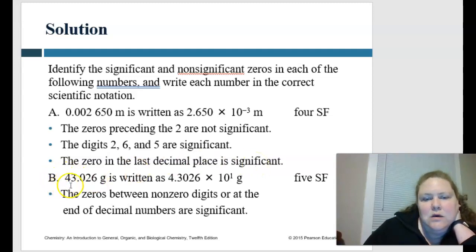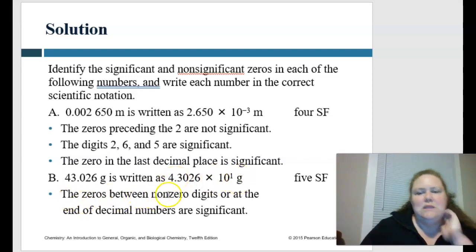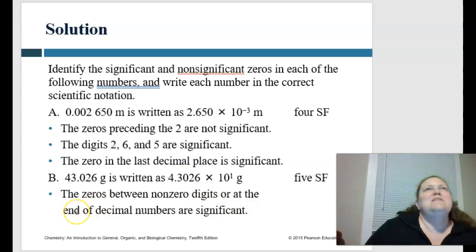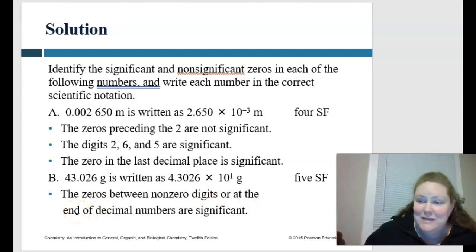Moving on to B, 43.026 grams. When we write that in scientific notation, we move the decimal point one place, so that's 10 to the first power. And then the zeros between the non-zero digits. Sometimes I wonder if I'm speaking English, but really it makes sense, right? The zeros between the non-zero digits or at the end of them are significant. So that would give us 5 significant figures: 1, 2, 3, 4, 5. You can see that again here: 1, 2, 3, 4, 5. Because that zero is in the middle, it's very important.